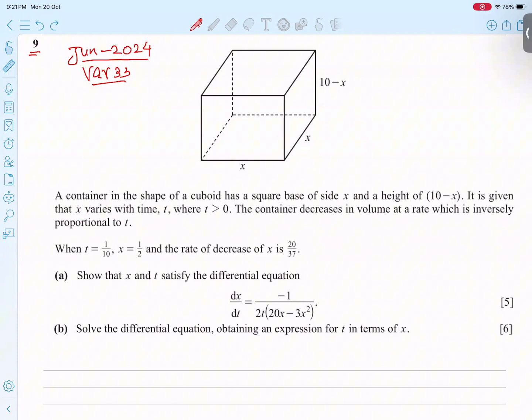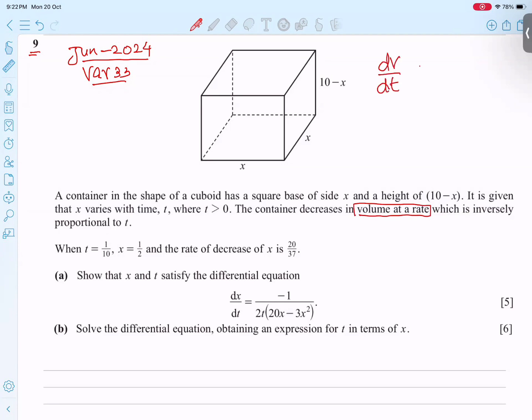It is given that x varies with respect to time. And the container decreases in volume. So what is the change in volume? Rate of change of volume is inversely proportional to t. How to write this kind of thing? Whenever rate of change of volume comes, it is called d volume by dt.